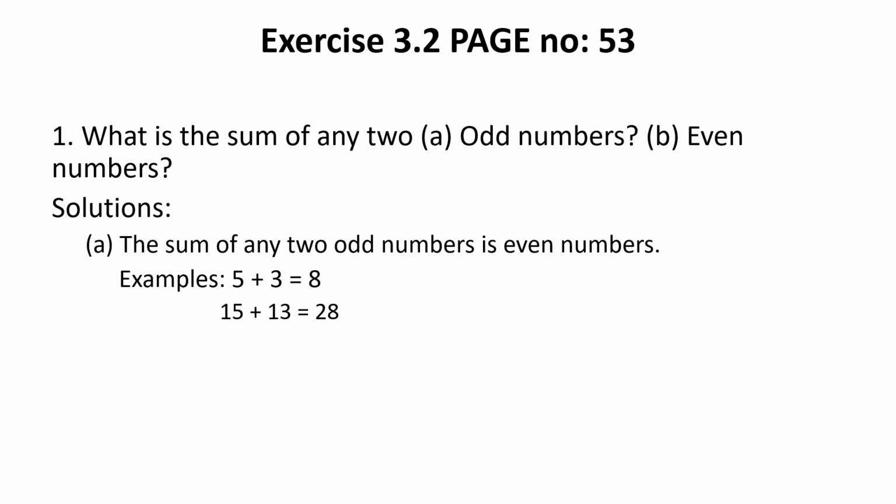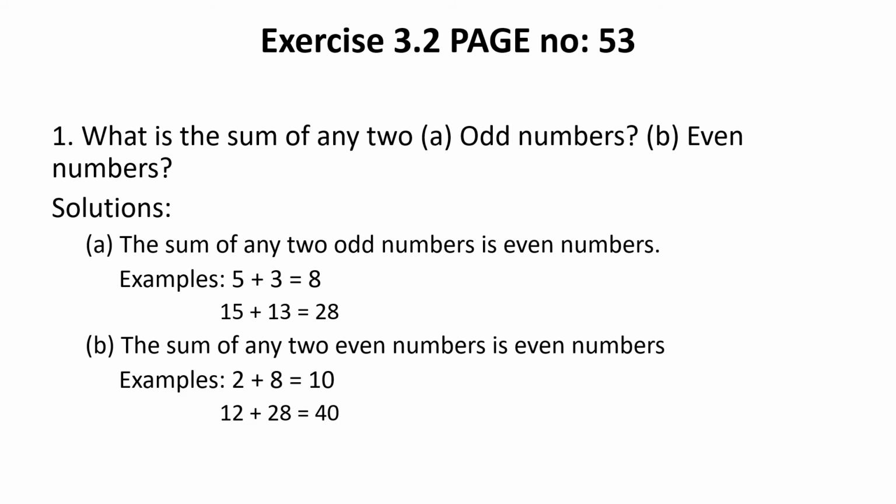Sum of any two odd numbers is an even number. See, for example, 5 is an odd number, 3 is also an odd number, 5 plus 3 is 8. One more example, 15 plus 13 is 28. B question, the sum of any two even numbers is an even number. Yes, take the example 2 and 8. 2 plus 8 is 10.